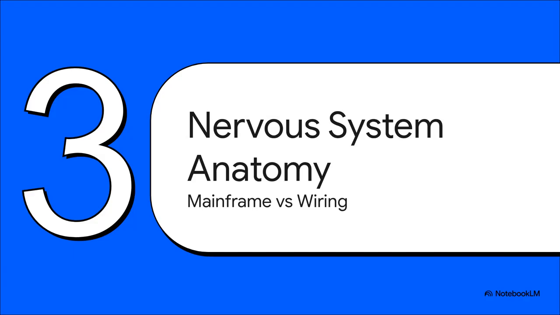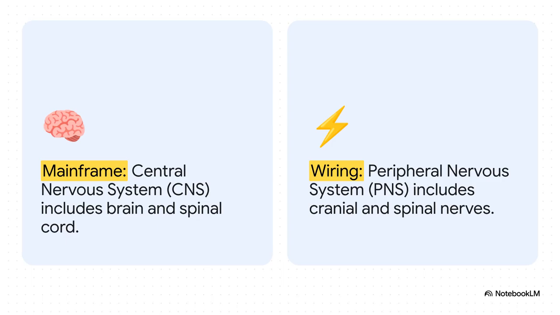Section 3. Nervous system anatomy. Let's shift gears to the neurological network. To simplify this incredibly complex system for coding, I want you to think about it in terms of mainframe versus wiring. Your mainframe is the central nervous system, the CNS. This is your brain, with all its cerebrum lobes, the cerebellum, and the brainstem, along with the spinal cord. Now your wiring? That's the peripheral nervous system, or PNS. This includes the cranial nerves, spinal nerves, and the autonomic nervous system, which balances your sympathetic and parasympathetic responses.